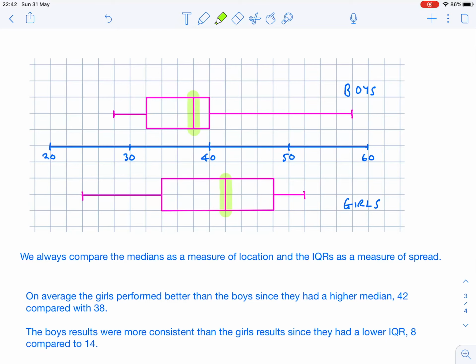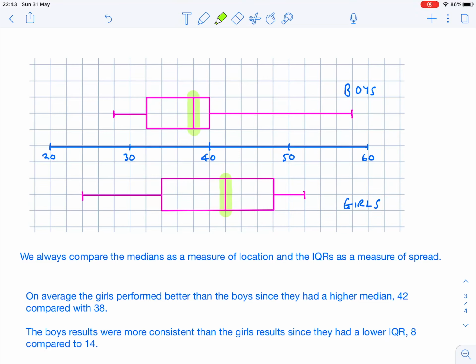The other comment we have to make is on the spread. And here we're talking about the interquartile range, and it's a matter of just looking to see which is the biggest box. And you can see the girls have a large wide box, the boys a much narrower box. So I've said here the boys' results were more consistent than the girls' because they had a lower interquartile range. The width of their box is only 8 units, the width of the girls' box is 14 units.